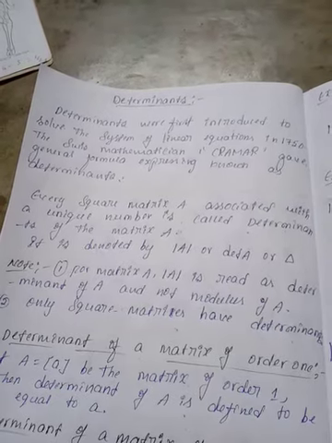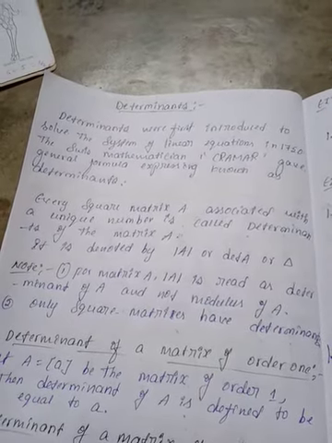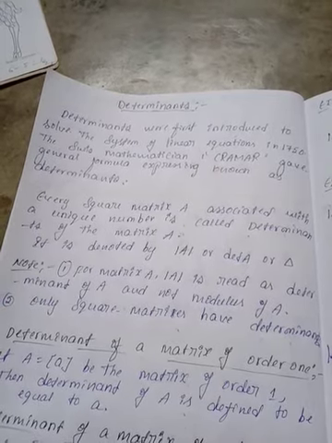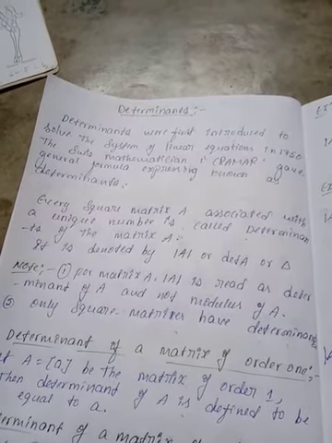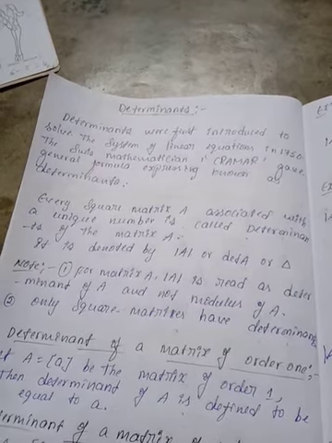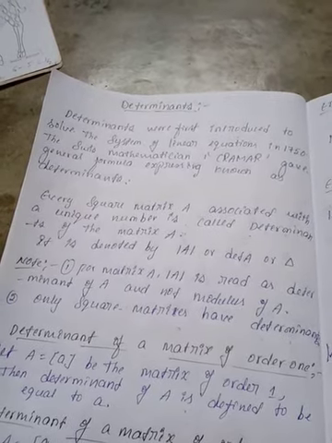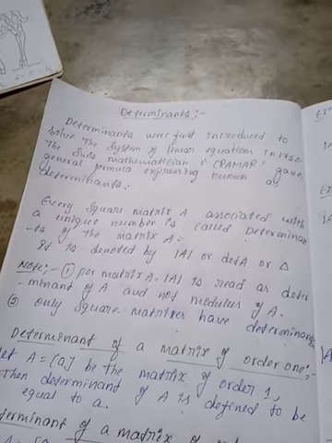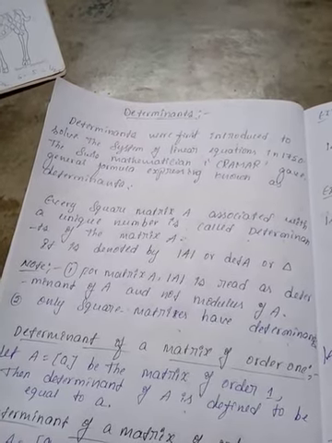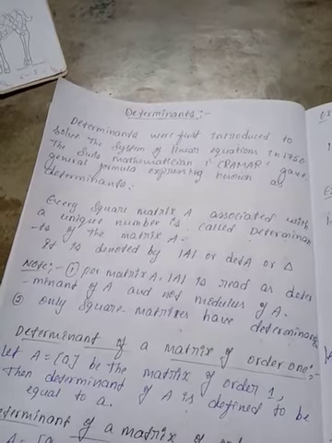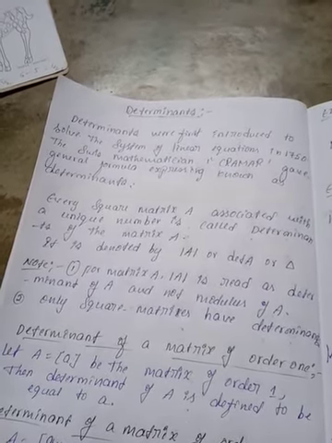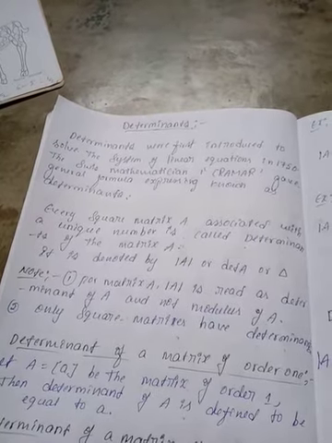Okay, students, next lesson: determinants. After your matrices lesson, next determinants. The concept of determinants was first introduced by the Swiss mathematician Cramer. That is why he introduced this concept, to solve a system of linear equations by using the matrix method. So guys, next let us see what the concept of determinants is.